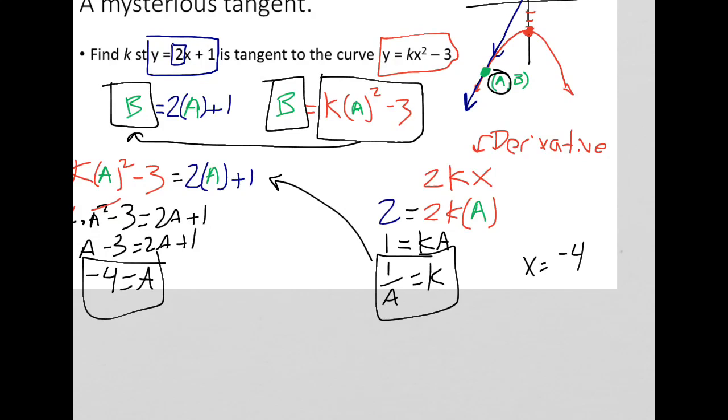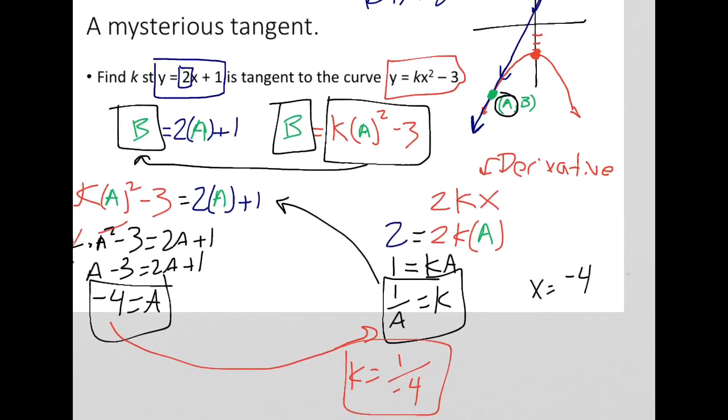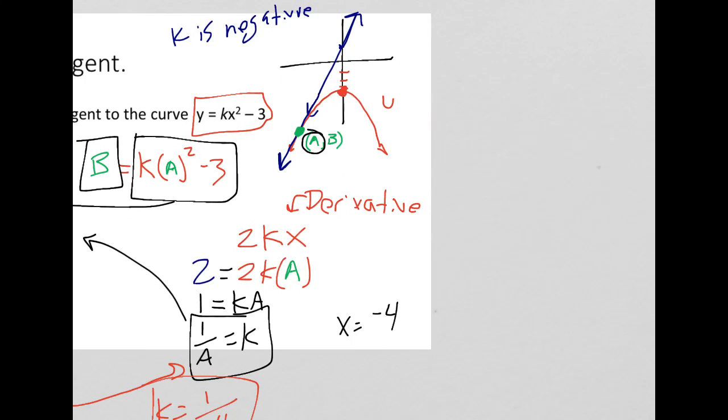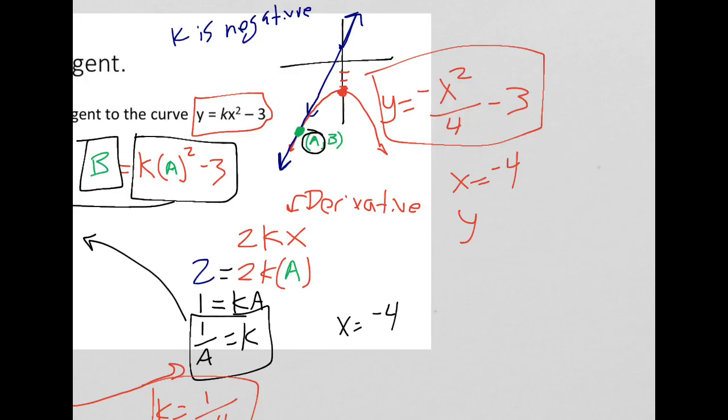And I want to know my k value, so I need to take that a that I just found and plug it in right there. So k has to equal 1 over negative 4. So k is negative 1/4. And so what we're saying is the equation of this red function is y equals negative x squared over 4 minus 3. And you should check yourself on your calculator. You should graph this function, and you should draw the tangent line at the x value of negative 4, and you should get your calculator to tell you y equals 2x plus 1.